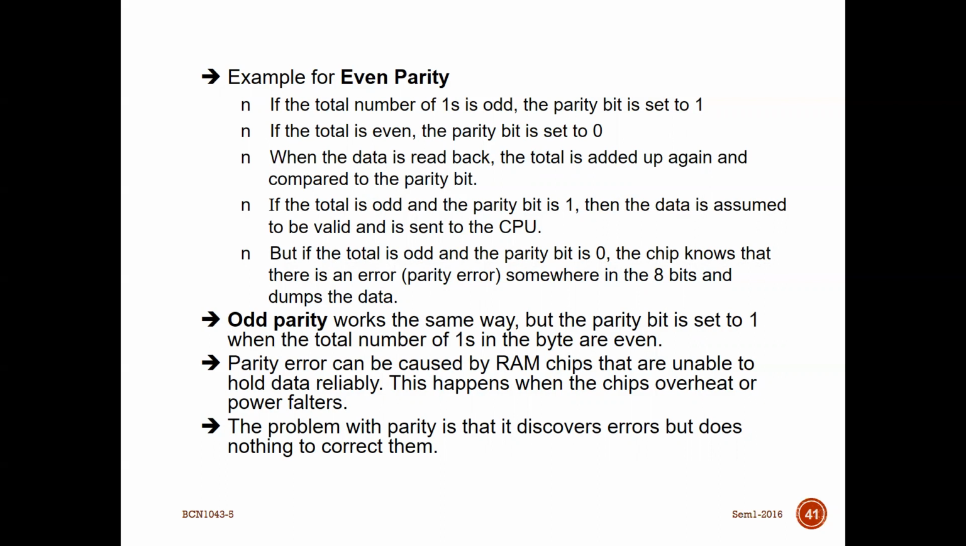Odd parity works the same way, but the parity bit is set to 1 when the total number of 1s in a byte is even. Parity errors can be caused by RAM chips that are unable to hold data reliably. The problem with parity is that it discovers errors but does nothing to correct them.